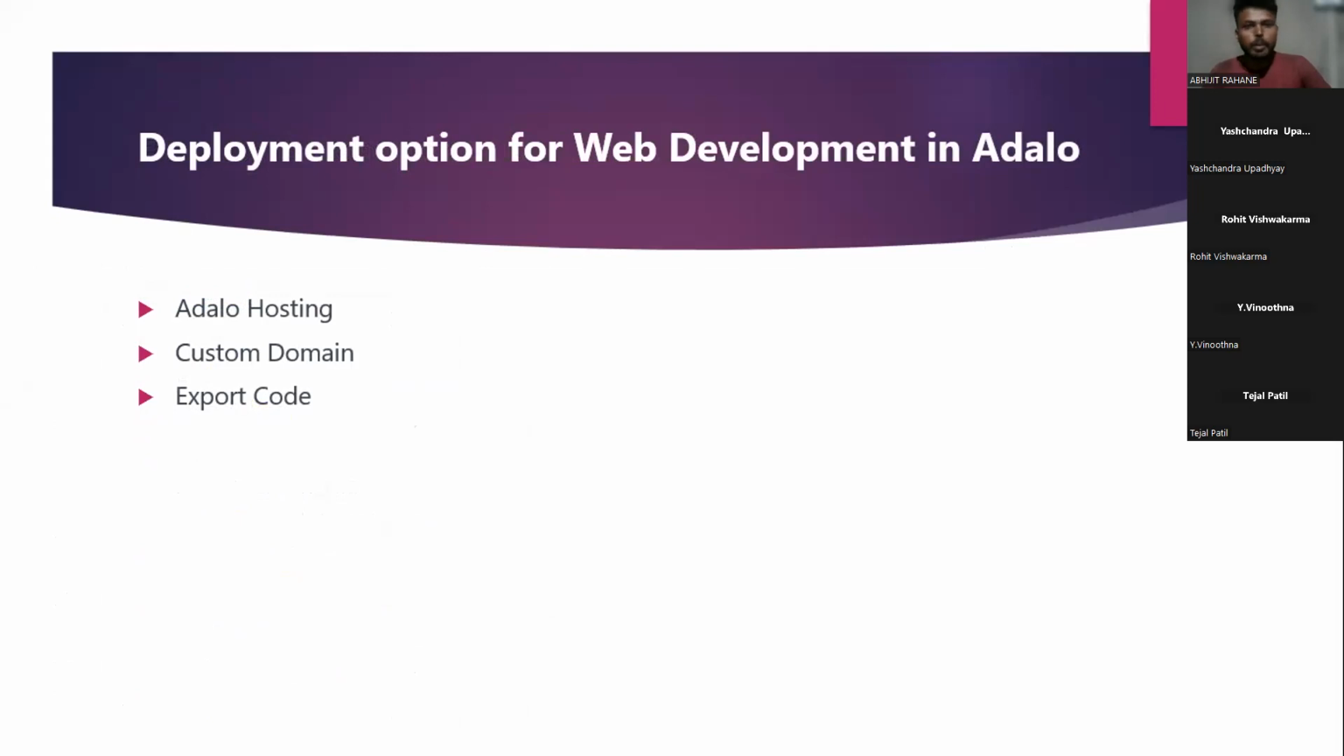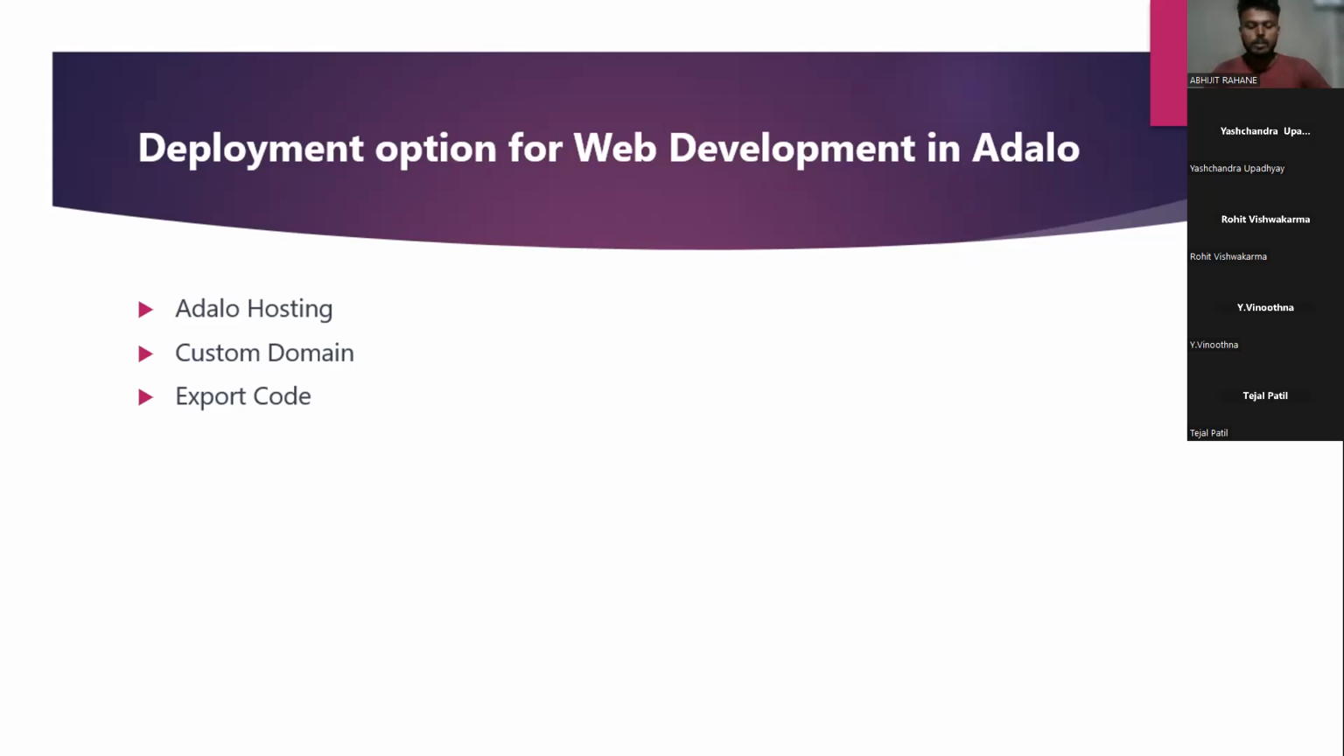The next one is deployment options for web development in Adalo. Adalo provides multiple deployment options for web development, allowing you to make your web app accessible to users. Here are some options available in Adalo. First is Adalo hosting, second is custom domain, and third is export code. In Adalo hosting, Adalo offers built-in hosting for your web application. You can choose to host your web app on Adalo server, which simplifies the deployment process. This is the Adalo hosting provided by the Adalo tool.